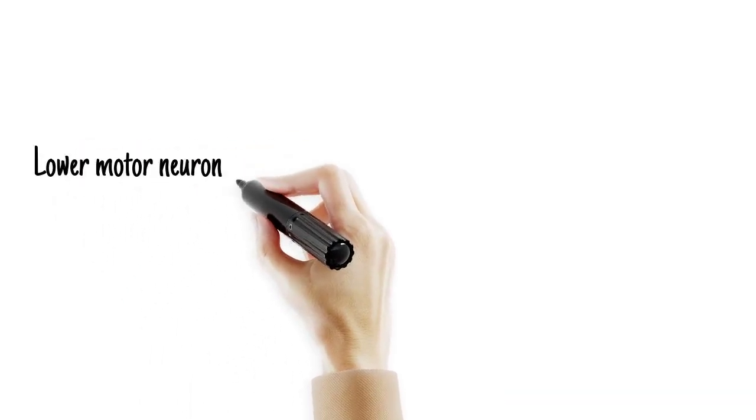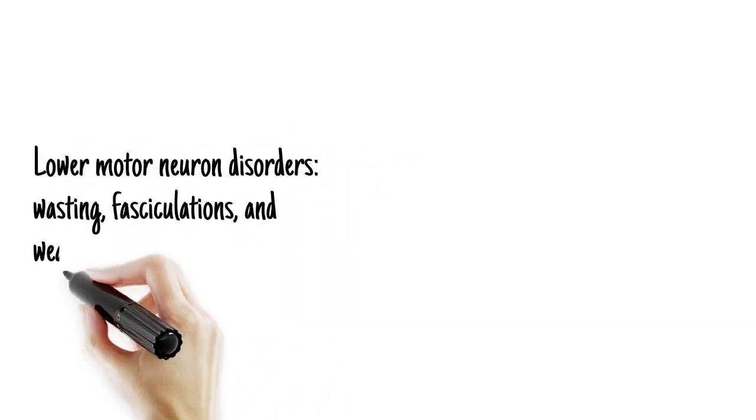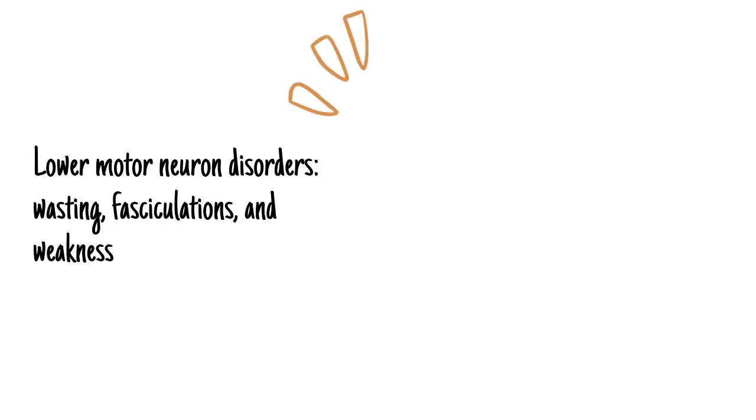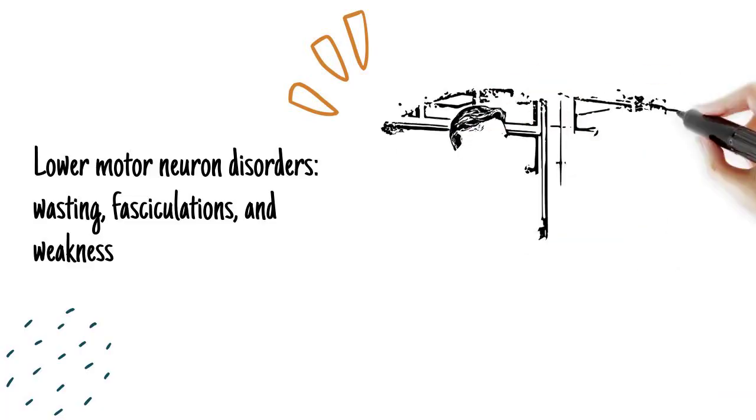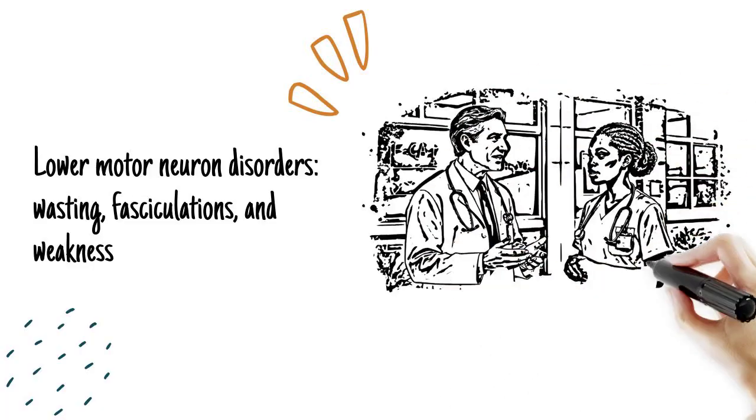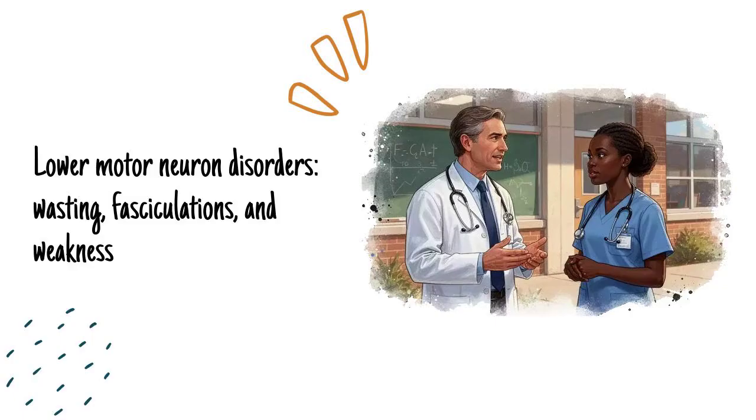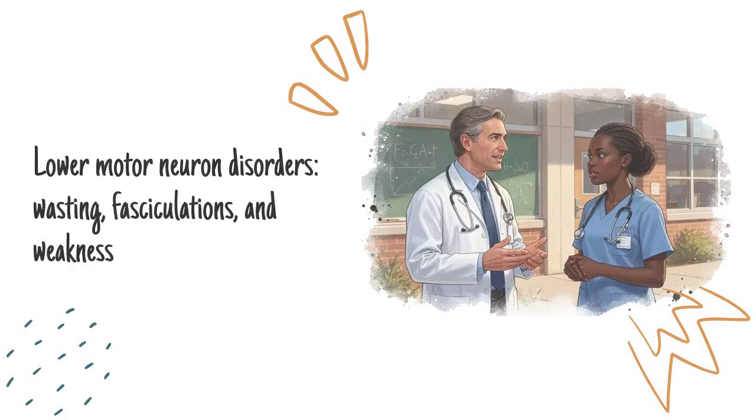Lower motor neuron disorders can produce muscle wasting, fasciculations, flaccid weakness, and reduced reflexes, while chronic denervation can enlarge surviving motor units through collateral sprouting, producing long-duration, high-amplitude, polyphasic motor unit action potentials on EMG.